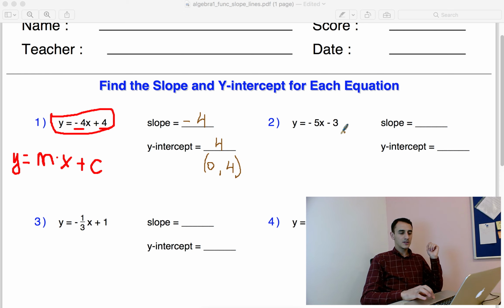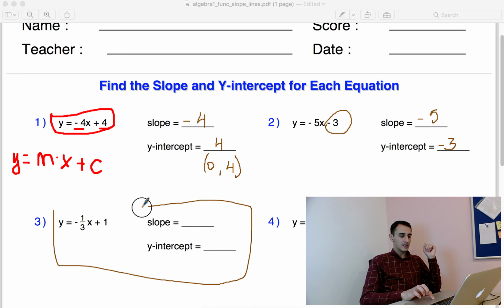Okay, here, let's see what's going on. We again have the equation of the line. And our m is negative 5, so the slope is negative 5. And c is negative 3, so the y-intercept needs to be negative 3. Okay? And guys, please write in the comments the correct answers for this example: y = negative 1 over 3 x plus 1. Write slope and y-intercept in the comments. Okay? I'll like it if it is correct.